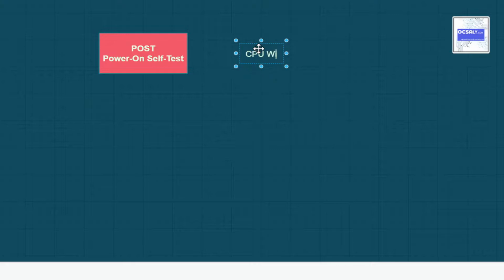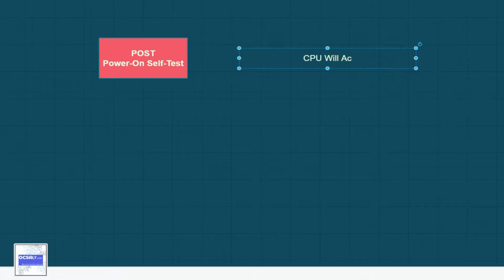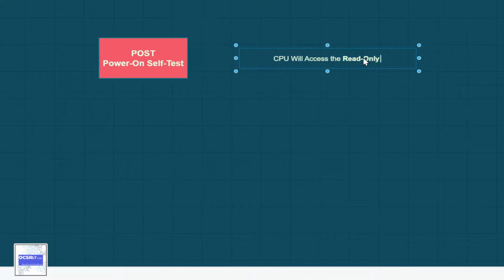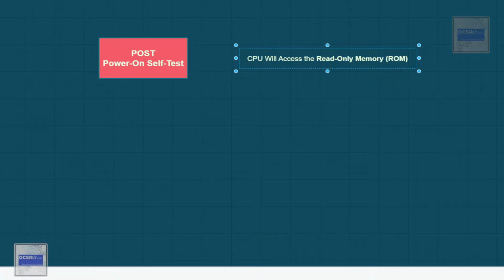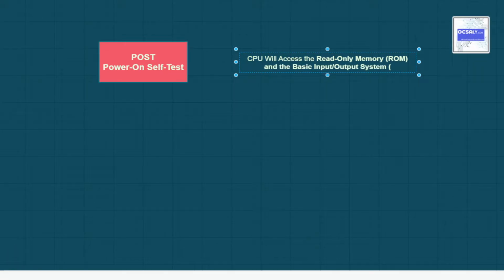The CPU will access the read-only memory, which is the ROM here, and the basic input-output system, which in this case is the BIOS.